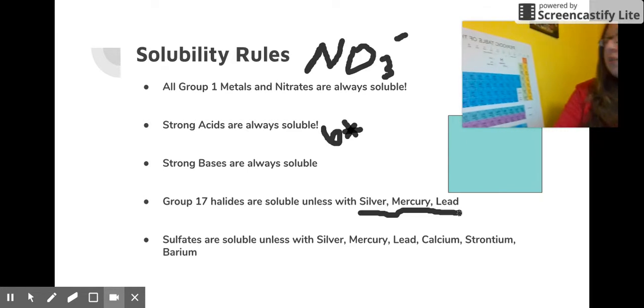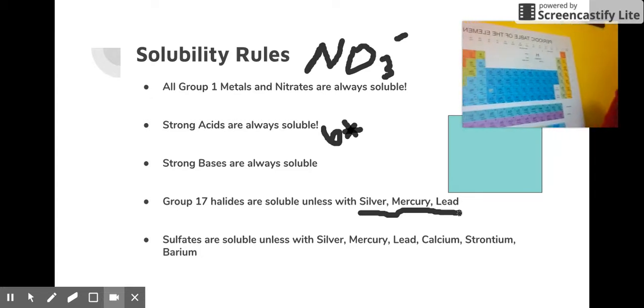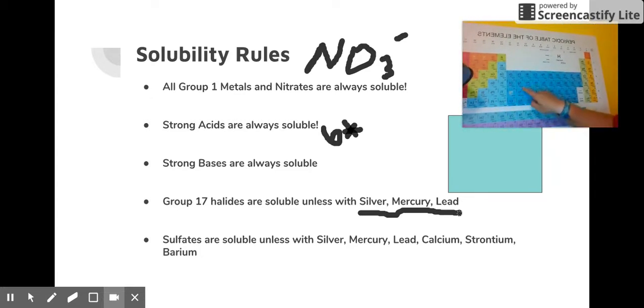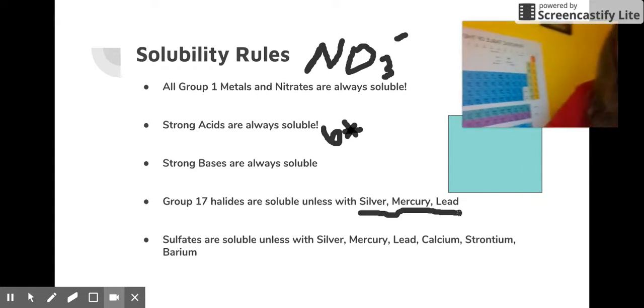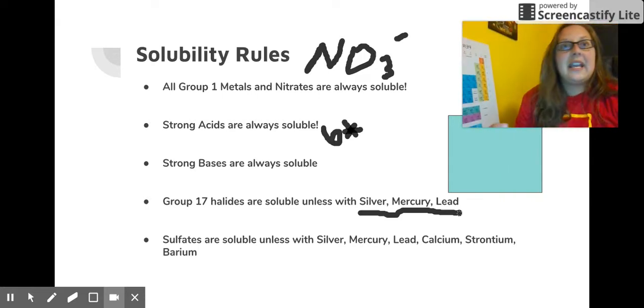All right, so silver, mercury, and lead are in this area. You have silver here, number 47, that's in your transition metals. Mercury, which is number 80, is in your transition metals as well. And lead is over at 82 in that little P block there. So silver, mercury, and lead, anytime those are paired with chlorine, bromine, iodine, or fluorine, then it is classified as insoluble.